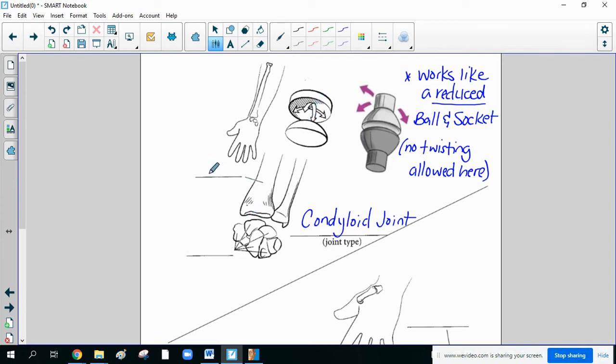And so the joint that we're looking at is between the radius and this group of small bones here called the carpals. And you can kind of see that this would be the reduced socket, and then this shape would fit into it as the reduced ball. And so we'll be able to move our wrist joint, we'll be able to move our hand forwards and backwards and then side to side as well. So that's called a condyloid joint.